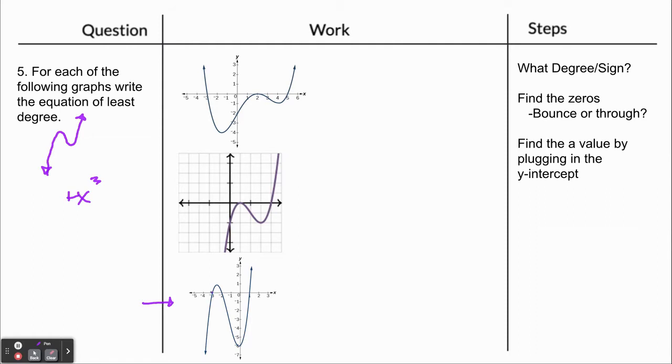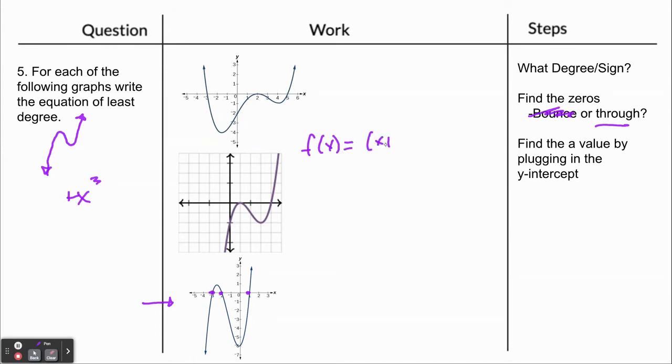So now let's look at the zeros here at -3, -2, and +1. All of them are going through, none of them are bouncing, so there's not going to be any squares. So in this case, I'm going to go ahead and start writing my equation. Let's call it f of x with my zeros.